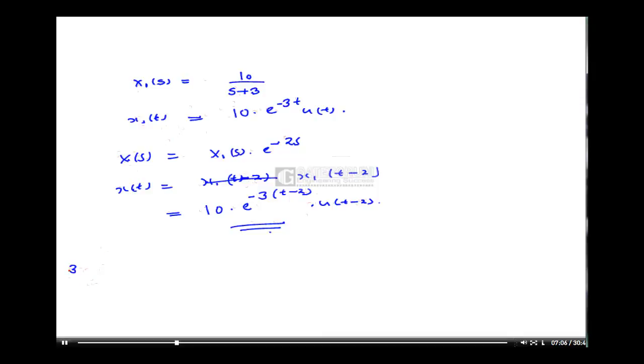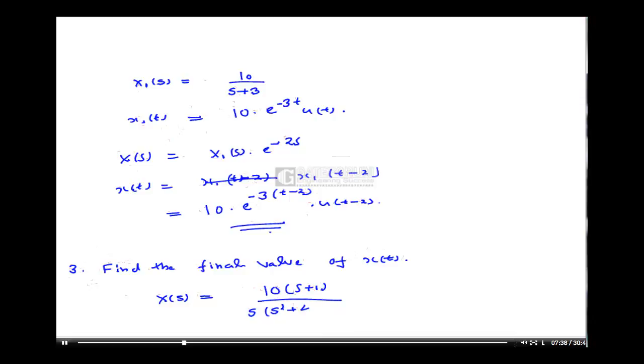Third problem. In this, find the final value of the signal x(t). Now x(t) is not given in this. Instead of x(t), the Laplace transform of x(t) is given, which is X(s) equal to 10 times (s plus 1) upon s into (s square plus 4s plus 3).